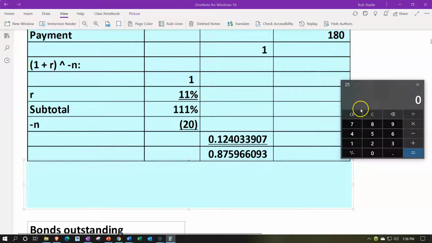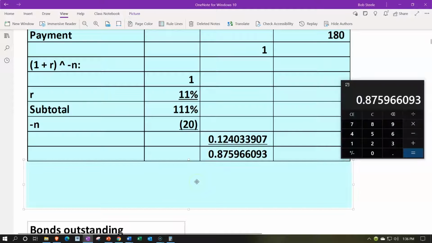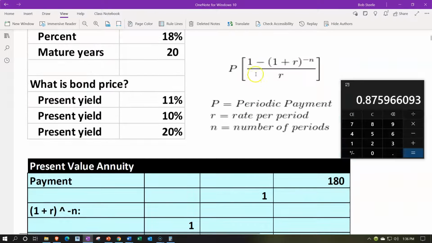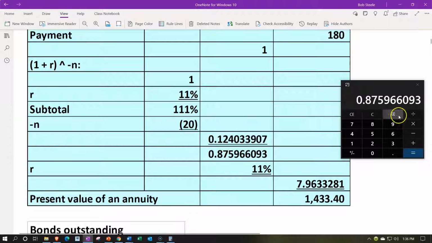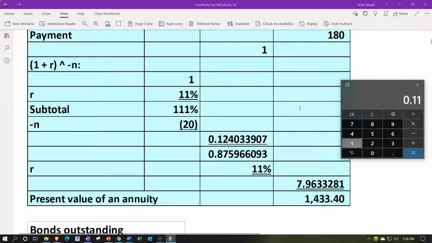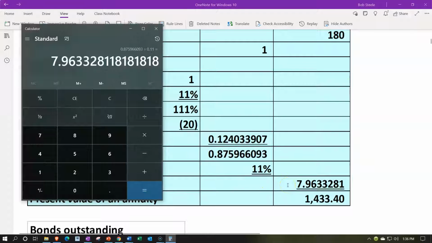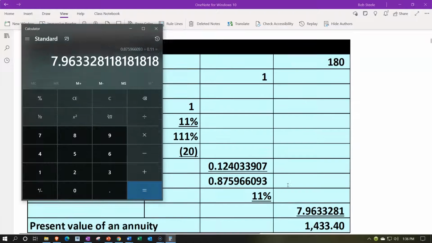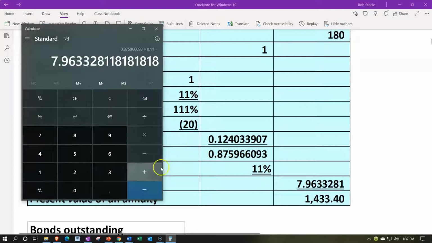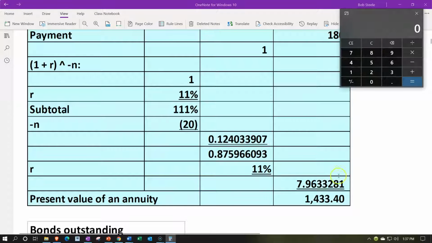So then if we subtract this out, we're going to say something like 1 minus the 0.124033907 would give us the 0.875966093. That's going to be the numerator. So there's the numerator. The denominator is going to be the 11%. So the numerator divided by the denominator, 0.11, is going to give us about 7.96332, and so on. And then if I multiply that times P, finally, 180, that's going to give us the 1433.4 about. So that's going to be the present value of the annuity portion.